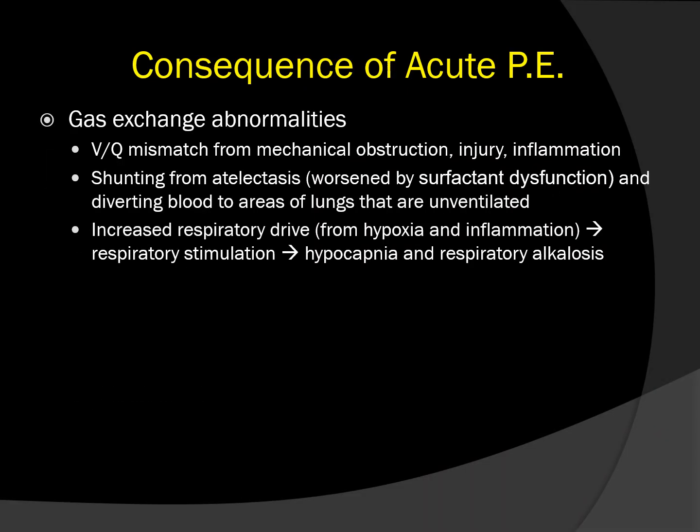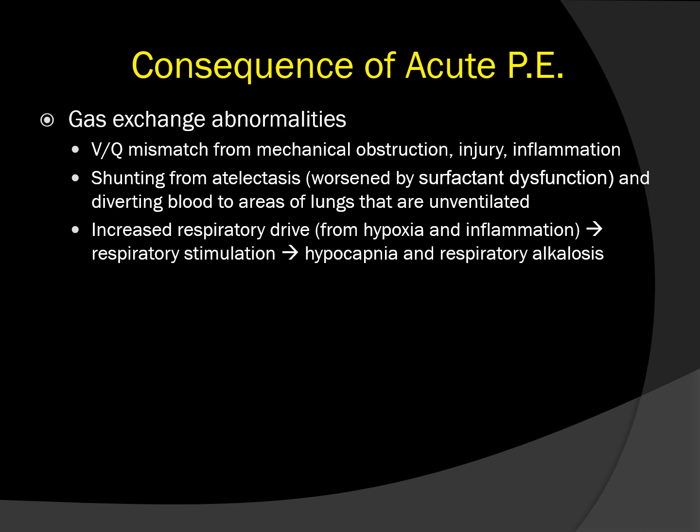So let's discuss consequences of acute pulmonary emboli. First of all, we have gas exchange abnormalities. Pulmonary emboli cause VQ mismatches from mechanical obstruction of small and medium-sized pulmonary artery branches, lung injury, and inflammation. There is shunting from areas of atelectasis, and the atelectasis is worsened by surfactant dysfunction. So when you develop an area of atelectasis, blood can go through it, and the blood doesn't have a chance to pick up oxygen. That's what we mean by shunting.